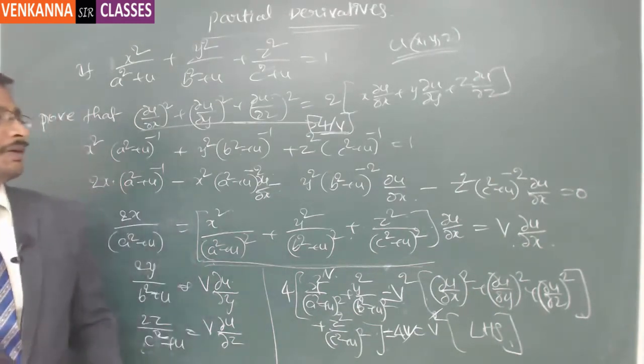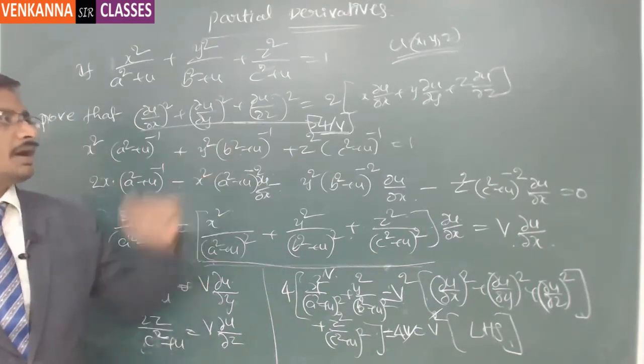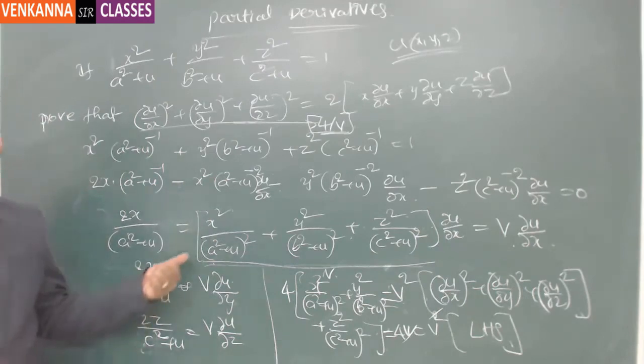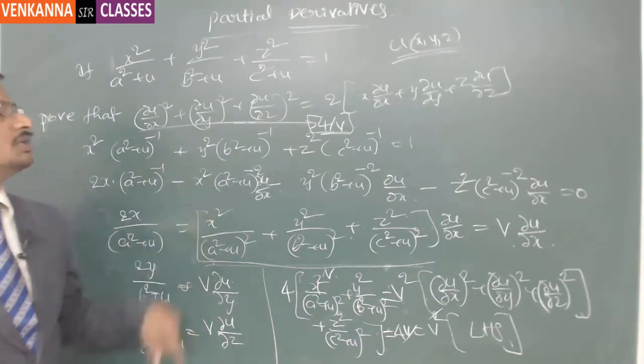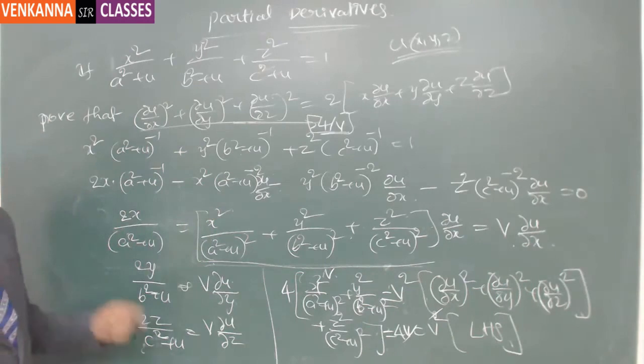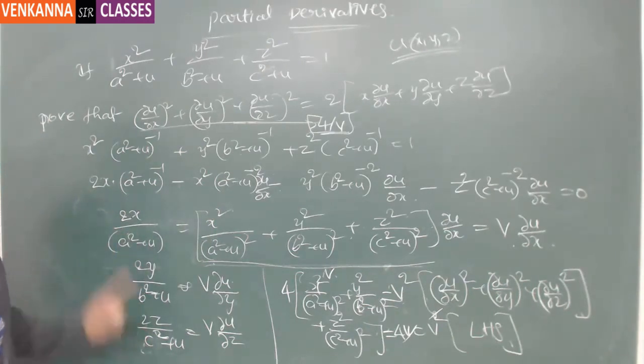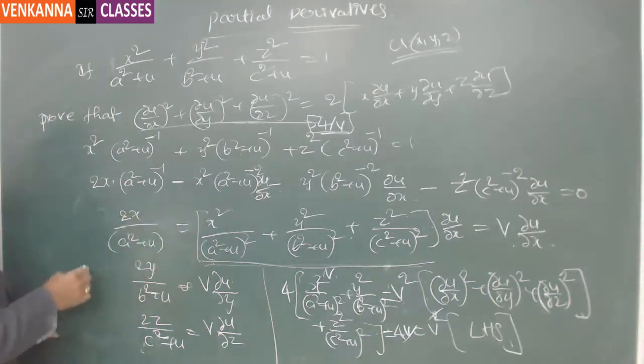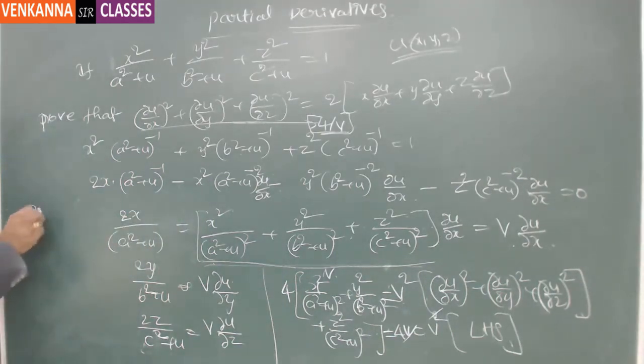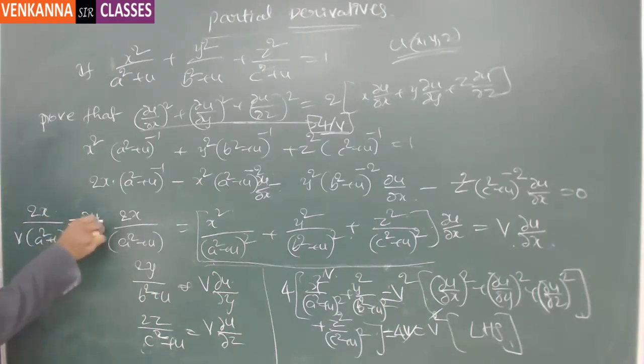Okay. Fine. So then actually on the RHS is nothing but ∂u/∂x, you need to multiply with x, and ∂u/∂y you need to multiply with y, and ∂u/∂z you need to multiply with z. So here ∂u/∂x is coming out to be, I'll just write this as 2x divided by v times of a square plus u. So this is nothing but ∂u/∂x.